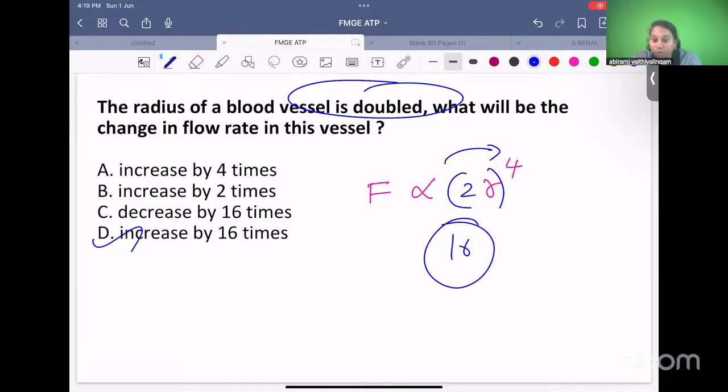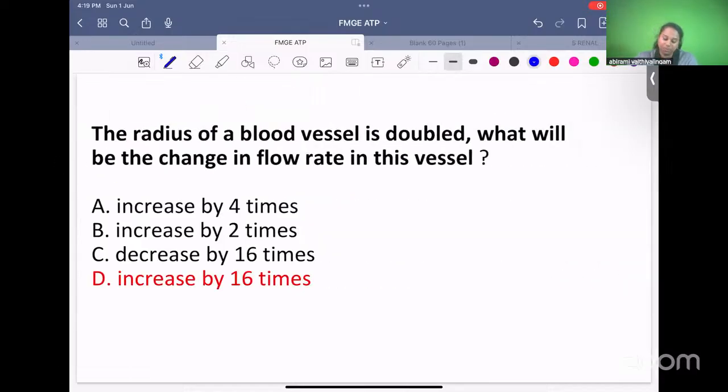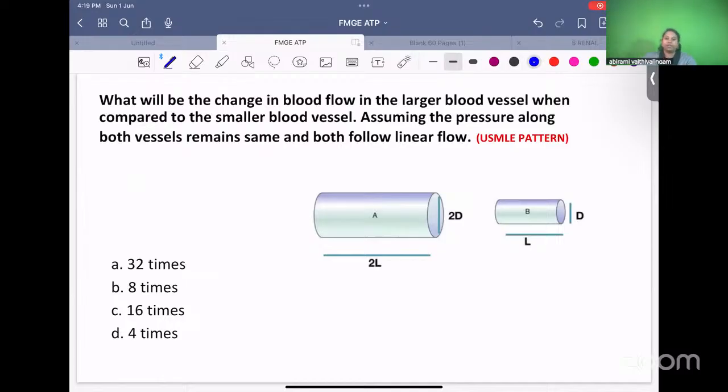Good, Vipul. We have a newcomer. Vipul, good. This one. Can you try this one? This is a repeatedly asked question. Please try this one.